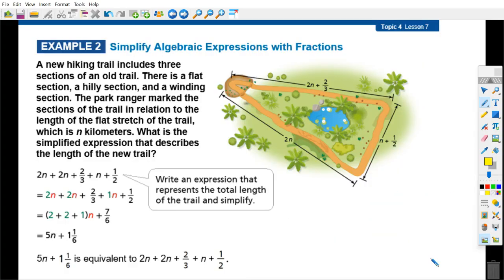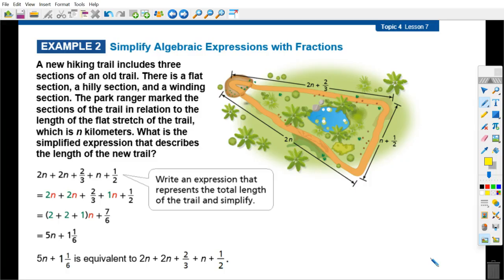Example 2. Simplify algebraic expressions with fractions. A new hiking trail includes 3 sections of an old trail. There is a flat section, a hilly section, and a winding section. The park ranger marked the sections of the trail in relation to the length of the flat stretch of the trail, which is n kilometers. What is the simplified expression that describes the length of the new trail?